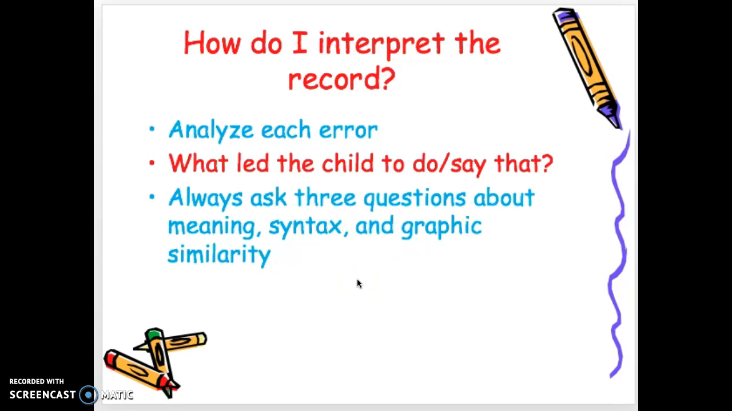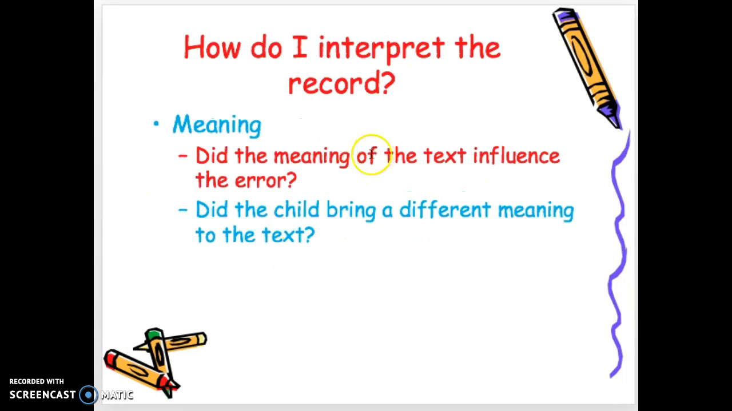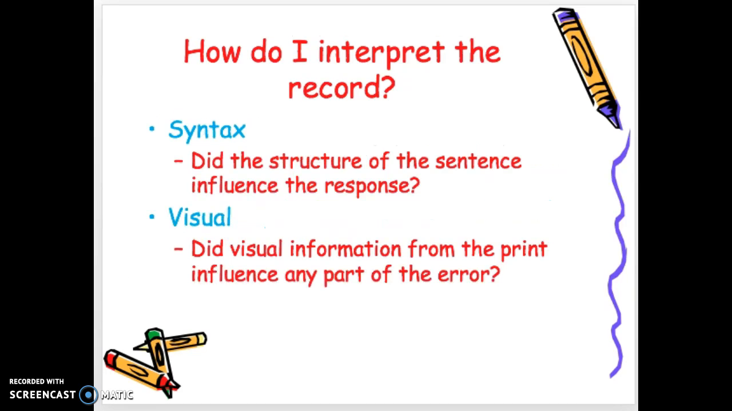In the Clay book, she talks about MSV, so the M would be meaning, the S would be syntax, and the V would be visual information. So that's the same as looking at the graphics or the spelling. Did the meaning of the text influence the error? Did the child bring a different meaning to the text? So those are both important questions to ask about the meaning.